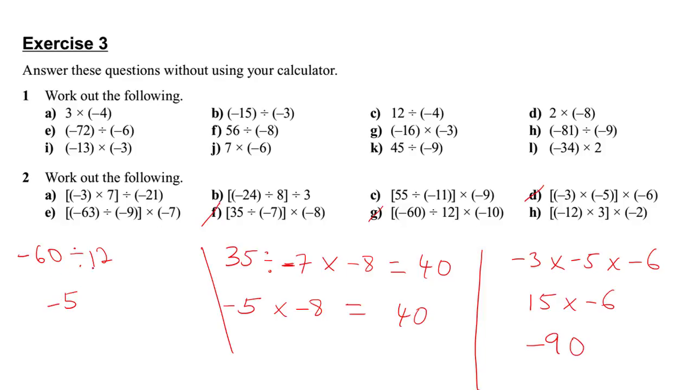Now, I've done the first part. The second part says I need to times by negative 10. So I need to times this by negative 10. Negative 5 times negative 10 is going to be 50. Now, timesing negative numbers, the answer is positive. So the answer to that is going to be 50.